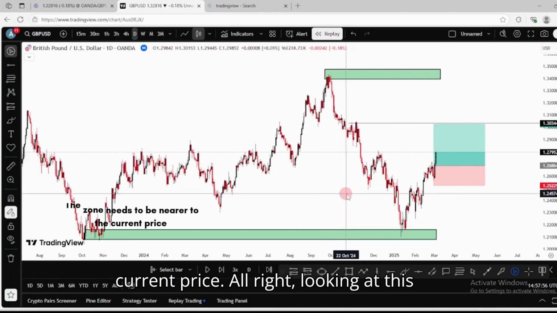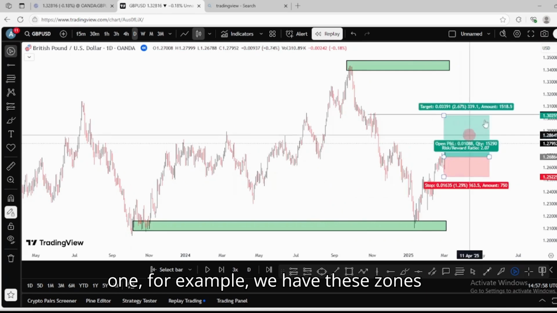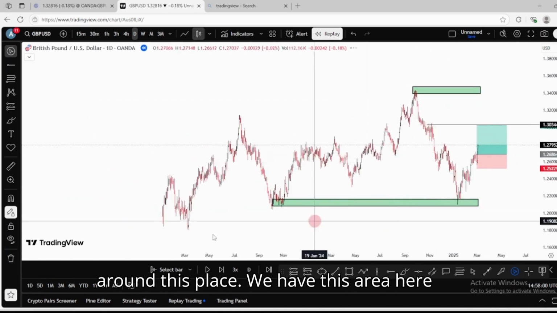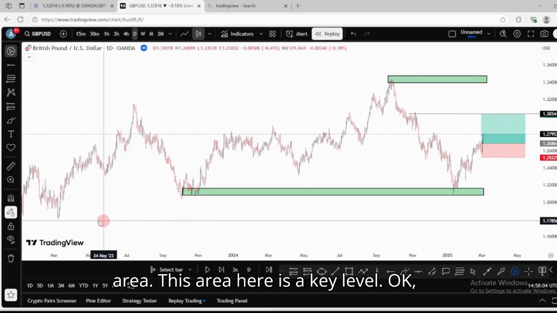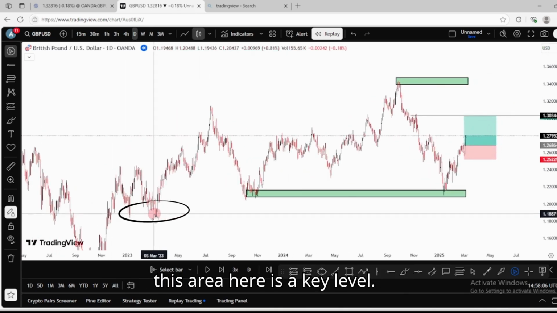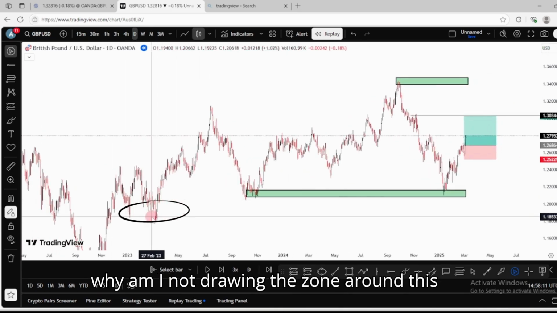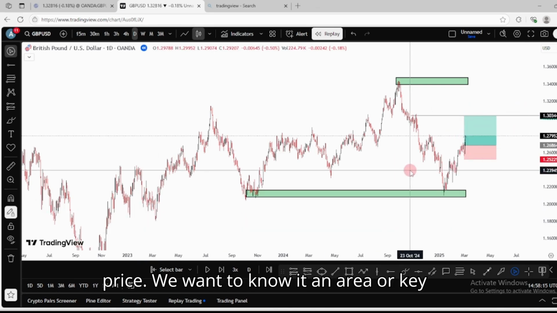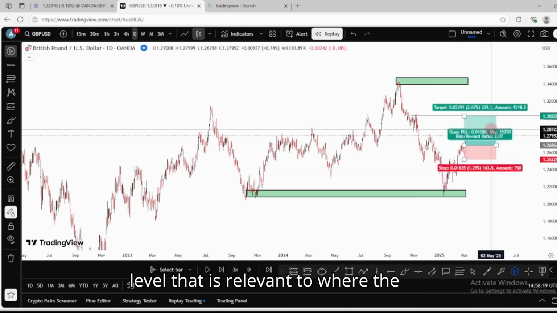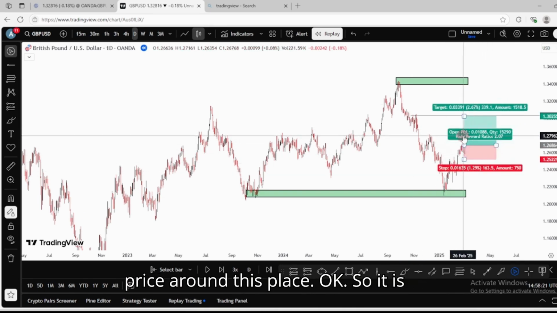All right, looking at this one, for example, we have these zones around this place. We have this area here to be another key level. Look at this area, this area here is a key level. Okay, this area here is a key level. Why am I not drawing the zone around this area here? This area is irrelevant to price. We want to know an area or key level that is relevant to where the current price is, and that is the current price around this place.